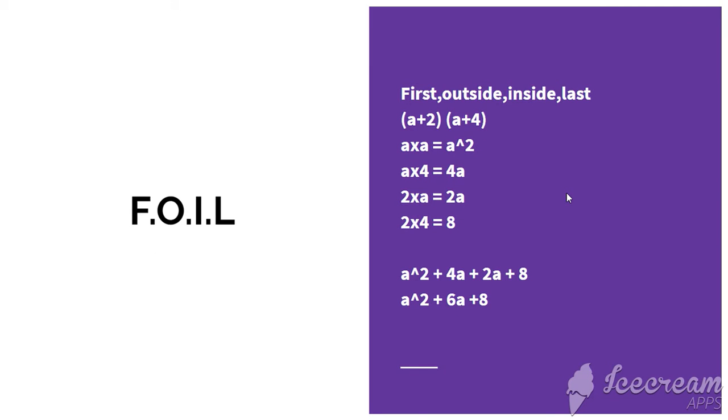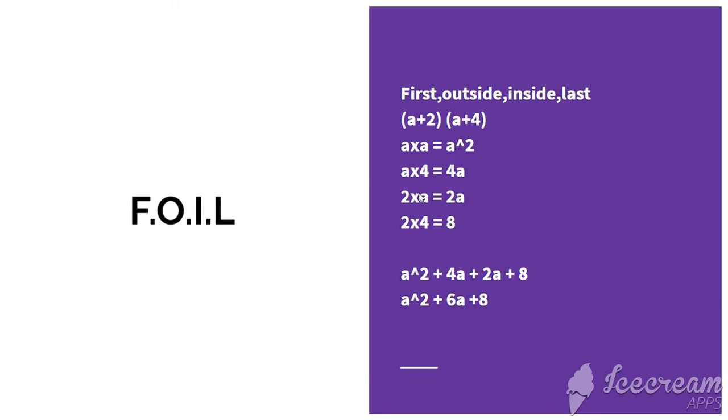FOIL stands for first, outside, inside, and last. And so if we have a problem like the quantity a plus 2 times the quantity a plus 4, first we have to multiply the first, which is a times a, which equals a². Then we have to multiply the outside, which is a times 4, which equals 4a.